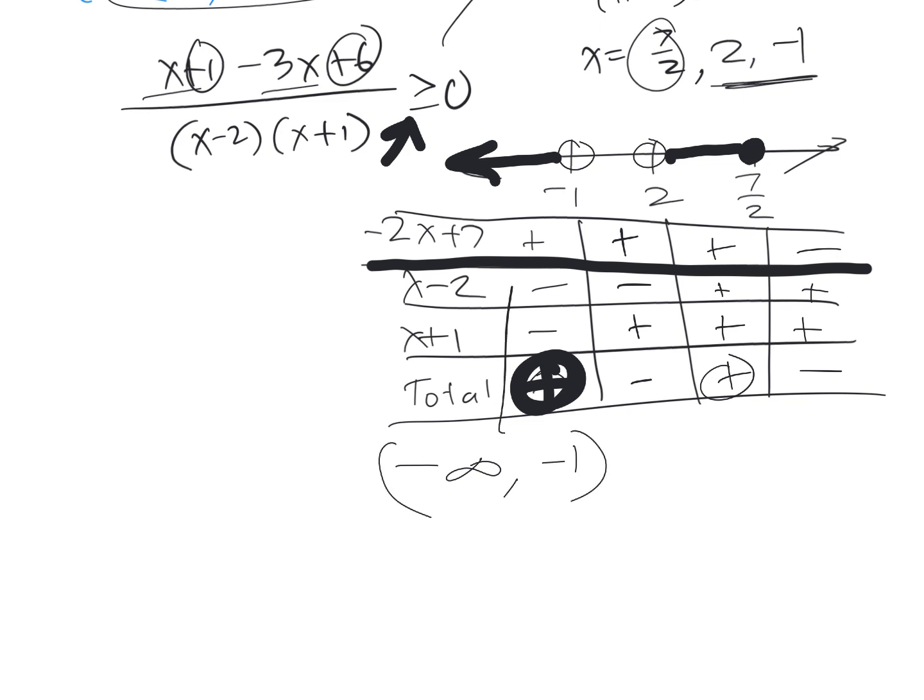That represents that shaded area. And then you go from 2 to positive 7/2. Do we understand the brackets and the parentheses?